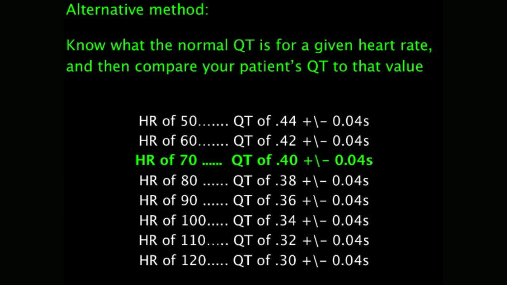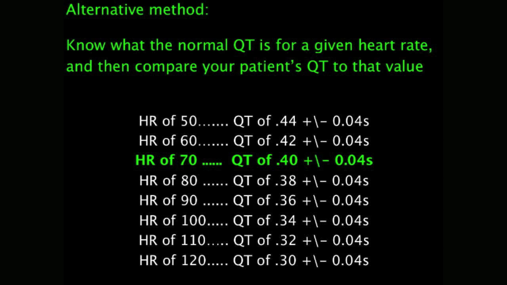A heart rate of 70 should have a QT of, once again, 0.4 seconds plus or minus 0.04 seconds. A heart rate of 60, 0.42 plus or minus 0.04 seconds. A heart rate of 50, 0.44 seconds. Heart rate of 40, 0.46 seconds, and so on and so forth.